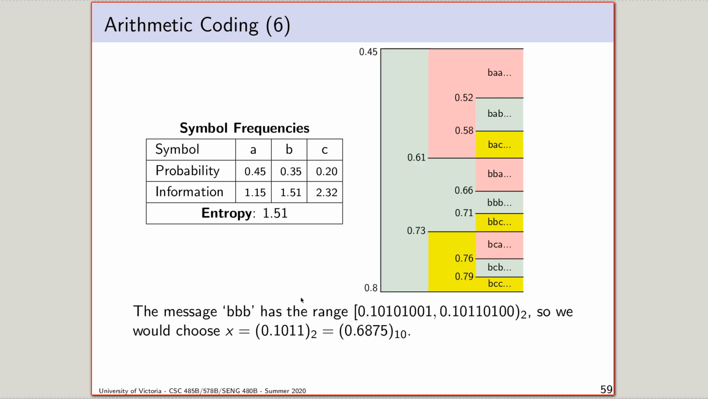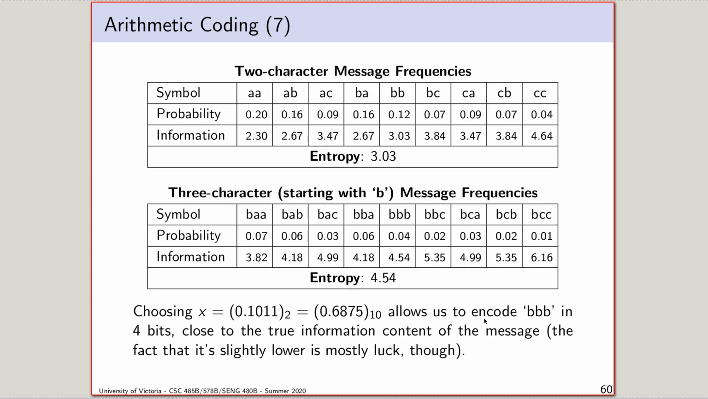That's the logic I want to use. If I want to encode BBB, first, here's the range for a single B, 0.45 to 0.8. BB is just the middle 35% of that, and BBB is the middle 35% of that, 0.66 to 0.71. So in base 10, I would probably choose 0.7. In base 2, it turns out I choose this thing. The low end is 0.1010. The high end is bigger than 0.1011. So I just choose 0.1011, which is apparently 0.6825. Not that that makes too much of a difference because we only care about one base at a time.